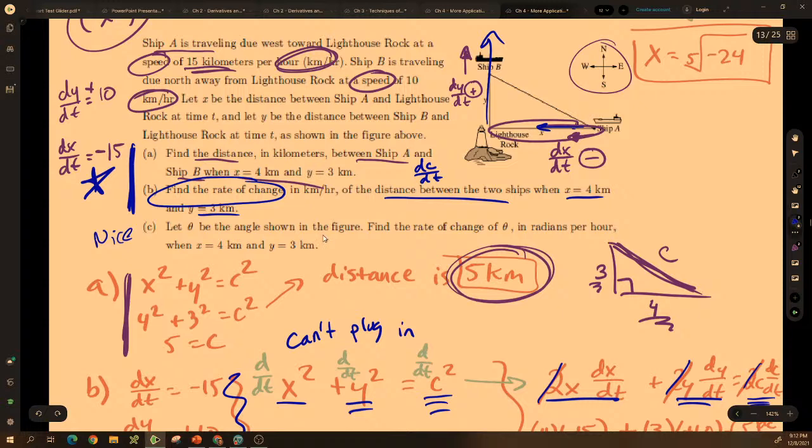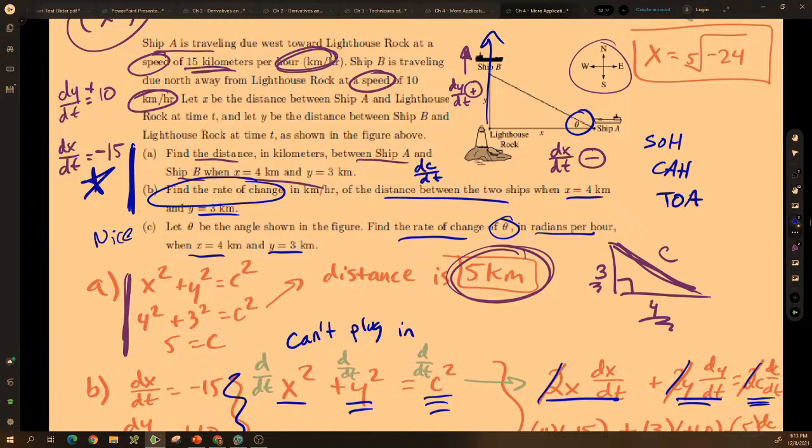So let theta be the angle shown in the figure, right? I kind of covered it up when I drew all this stuff in, but theta is right there. And find the rate of change of theta in radians per hour when x is 4 and y is 3. Now, I can choose SOH, CAH, or TOA, any of those three. It doesn't matter which one I choose, because I know x, I know y, and I know c, and I know that all three are changing.